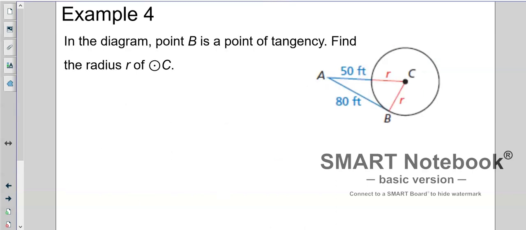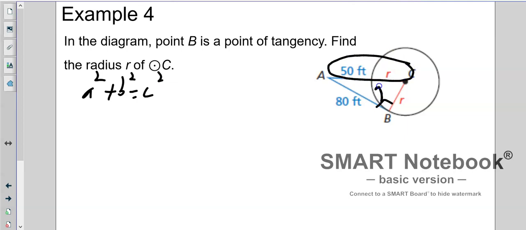If you ever need to hit pause, go ahead and do that. All right, in the diagram, point B is a point of tangency. So we know this is a right angle right off the bat. We don't even have the numbers yet. So find the radius of C. So it's going to require a little tricky math. So we're going to still use Pythagoras. It's just going to be a little harder than we've ever done before. Just more work.